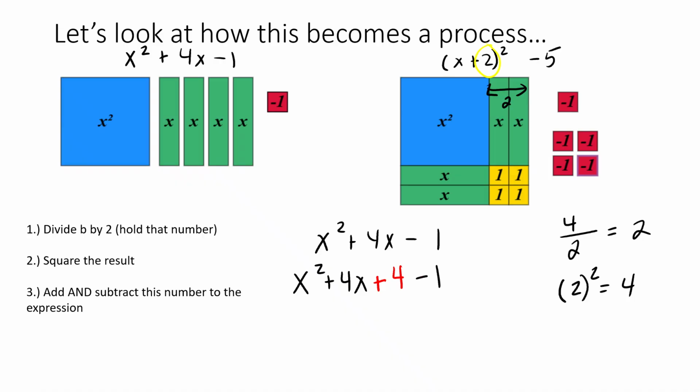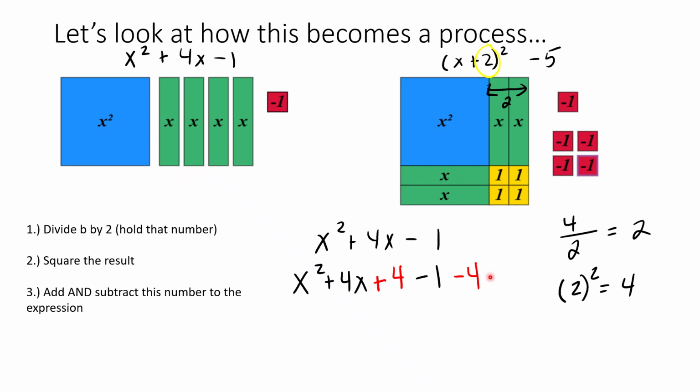Here's the problem. I cannot just add 4. If you go back over here and look at this, the presence of these positive tiles changes it. So if I add 4, I also have to subtract 4, or add the -4, to balance it out. And so what we essentially do here is add 4 and subtract 4.